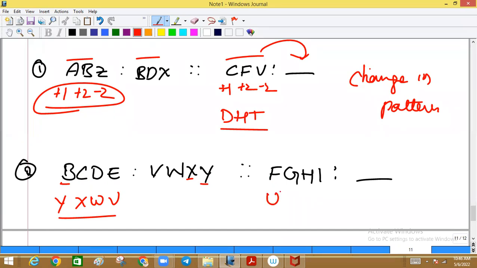F opposite U, G, T, H, S, I, R. So you reverse it, R, S, T, U is the answer. So what is the pattern? Opposite coding, then followed by reverse. Maximum SSC, this one. You see many questions like this.